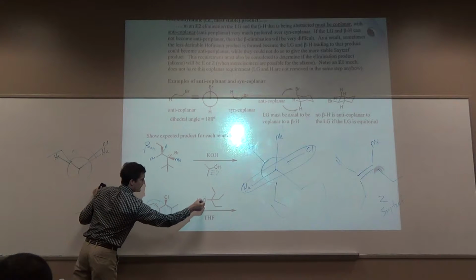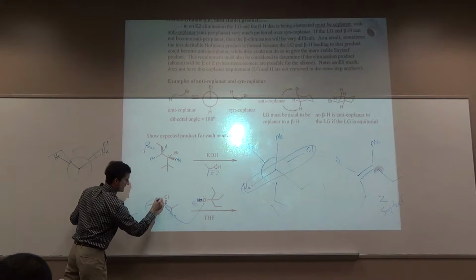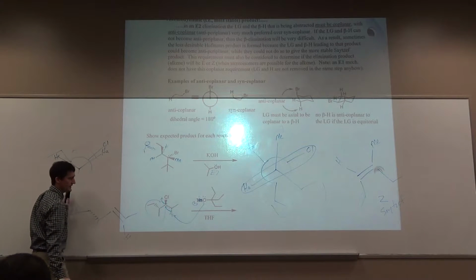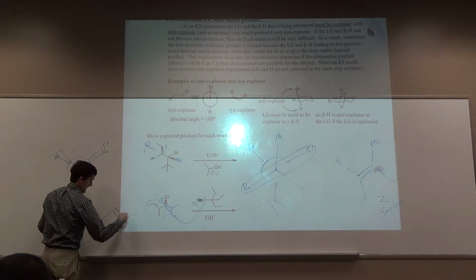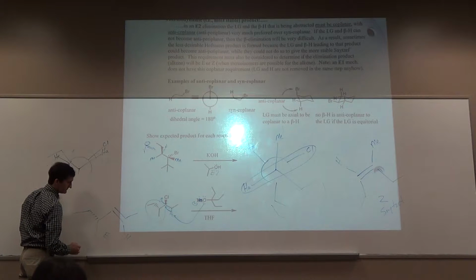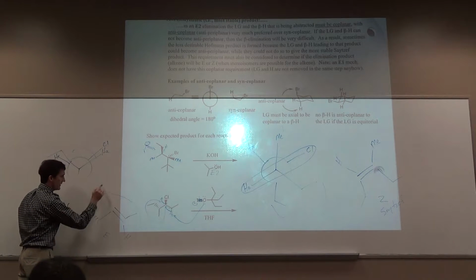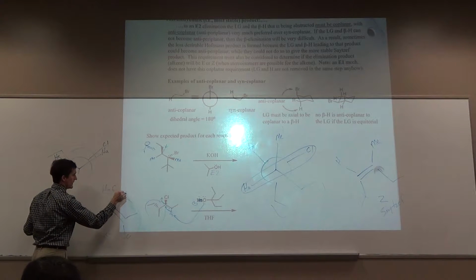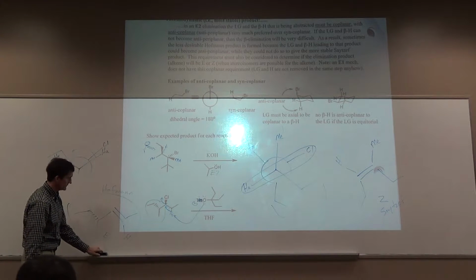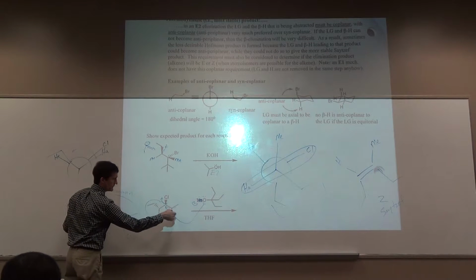Where the base takes the H, electrons move in, that gets kicked off. But that H and the chlorine are anti-periplanar at the time. It's going to be E, because it's the best. And there's your product. And this is called the Hofmann, yeah? Because we took the less accessible H. I'm sorry, the more accessible H.